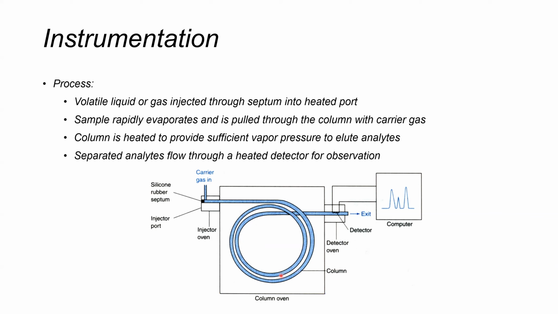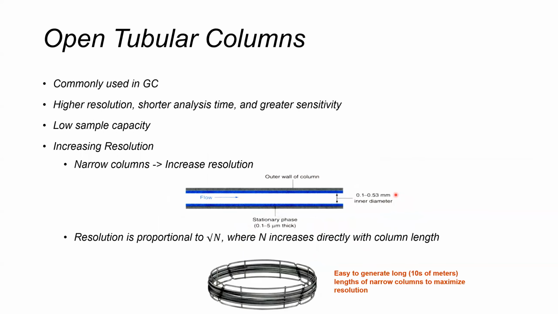And then, of course, the columns can be of different lengths, hopefully sufficiently long that we've been able to get adequate separation. Then it will exit out of the column oven, and the response will be detected by a detector, which is also going to be heated for the same reason, that we don't want condensation happening inside the instrument, because this would result in us potentially needing to do some maintenance to the machine. And then, of course, the computer is what we'll use for our observation.